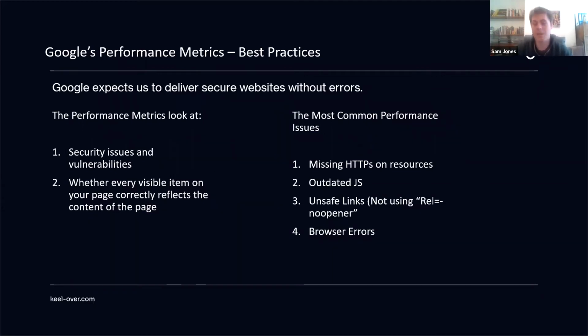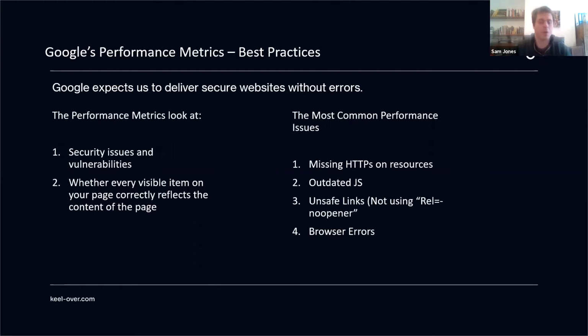The next is outdated JS, JavaScript, because that often has security vulnerabilities. And it's the same with unsafe links. Any link you have that takes someone off a page, even if it's a Facebook or Twitter link, should be using a rel noopener or rel noreferrer tag. It's really complicated, but it basically prevents anything you open from creating a separate version of your page and using your page data, which can create vulnerability and security issues.